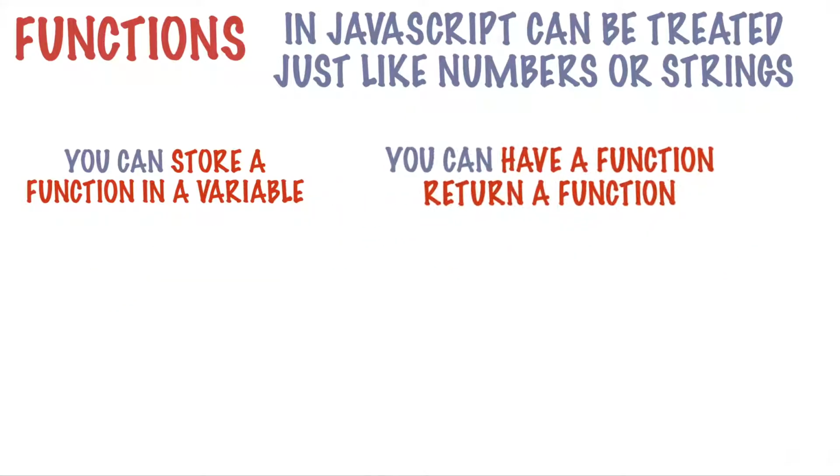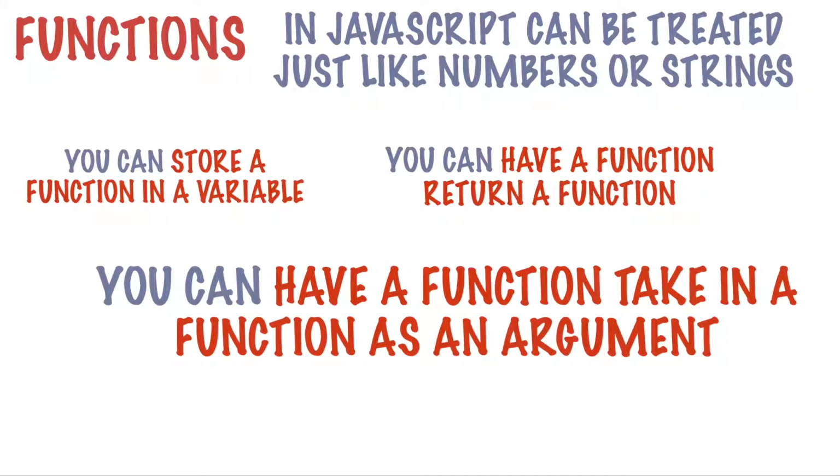Point 3. You can have a function take in another function as an argument. Remember, we'd mentioned that functions take in input arguments from outside code, use those input arguments to perform a series of steps. One of those input arguments or any of those input arguments can be functions as well. Functions can take in other functions as an input argument.